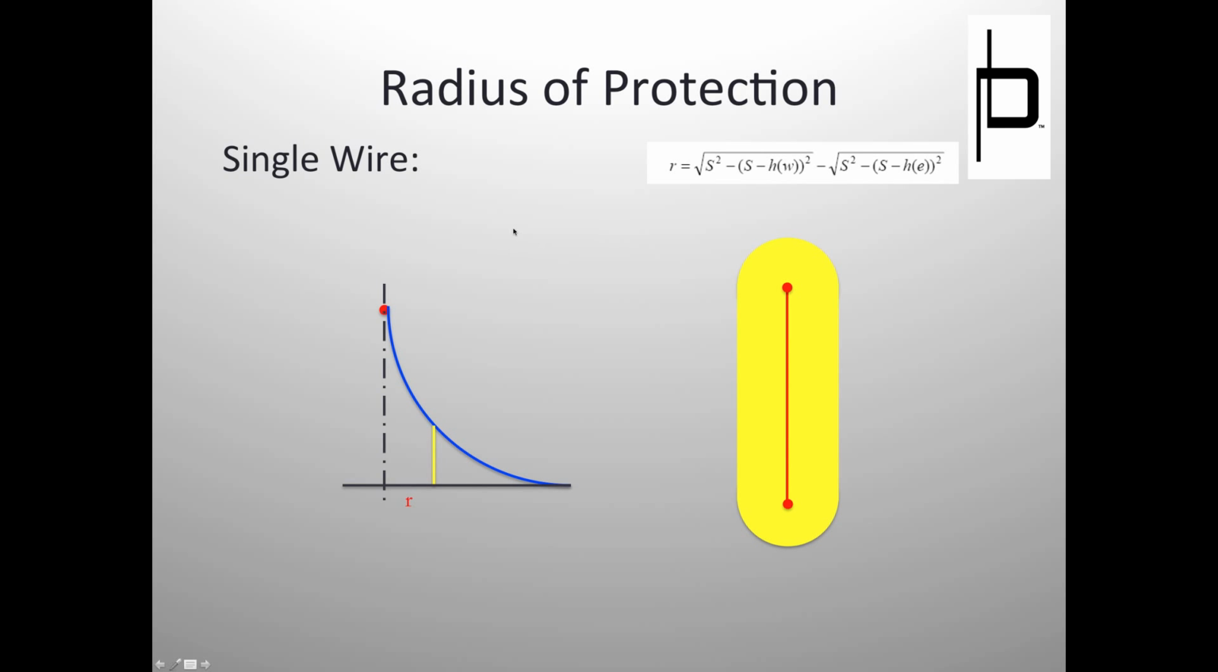So the shield wire, this red dot represents a wire going into the page. Again, this is the elevation view, and this is the plan view. You can see it gives us that tent shape that we got in that 3D image before. So you can kind of get a picture for what this is going to look like.